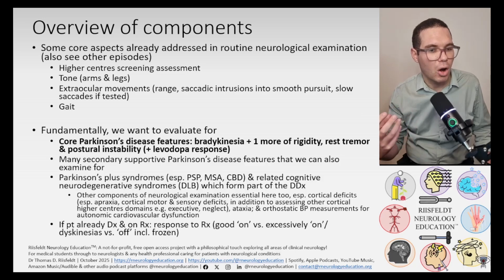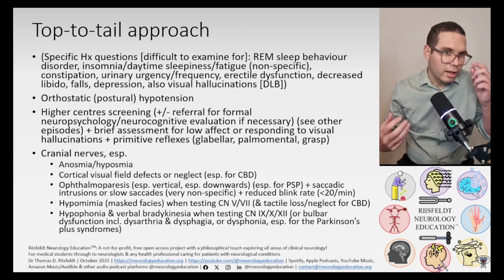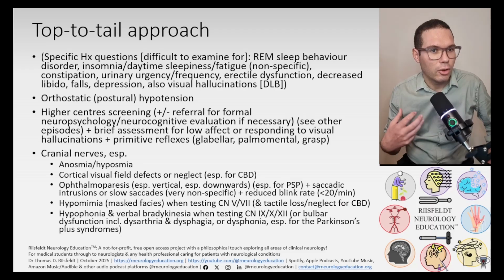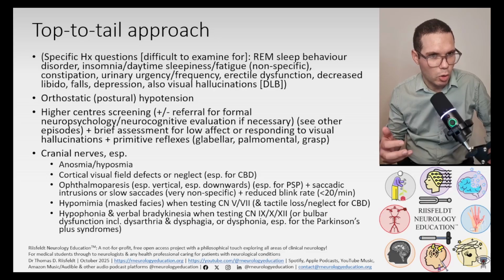So if they're hypokinetic, or as an extreme, whether they are frozen. So the way that I like to approach an extrapyramidal assessment is, as you may have guessed, to adopt a top-to-tail approach. Even though this is an examination episode, I'll quickly mention some of the historical features to elicit on your history, because I can't think of a better place to mention them at the moment.